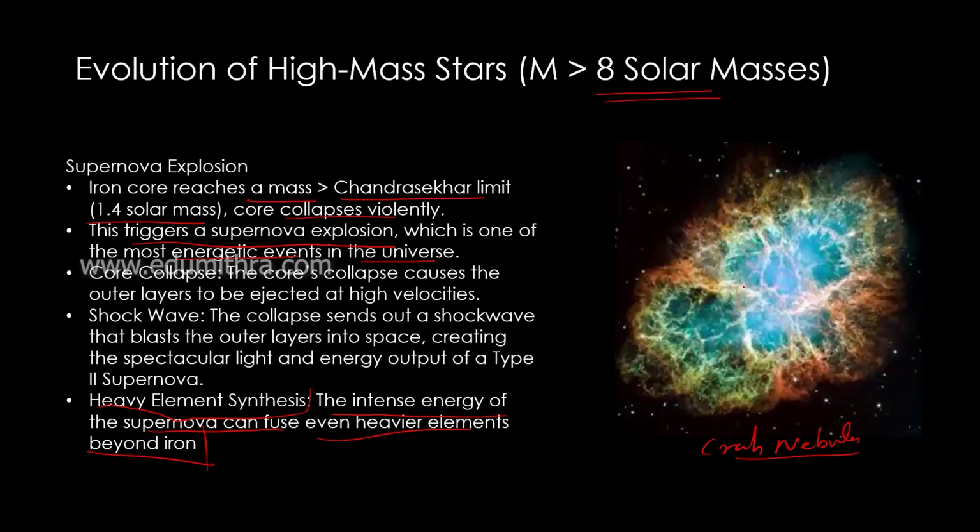So after the supernova, I said that it will eject out materials and all these elements will be formed, and together it is seen like this, like a nebula, and that is called the supernova remnant. The name of that nebula is the Crab Nebula. There are many others as well.